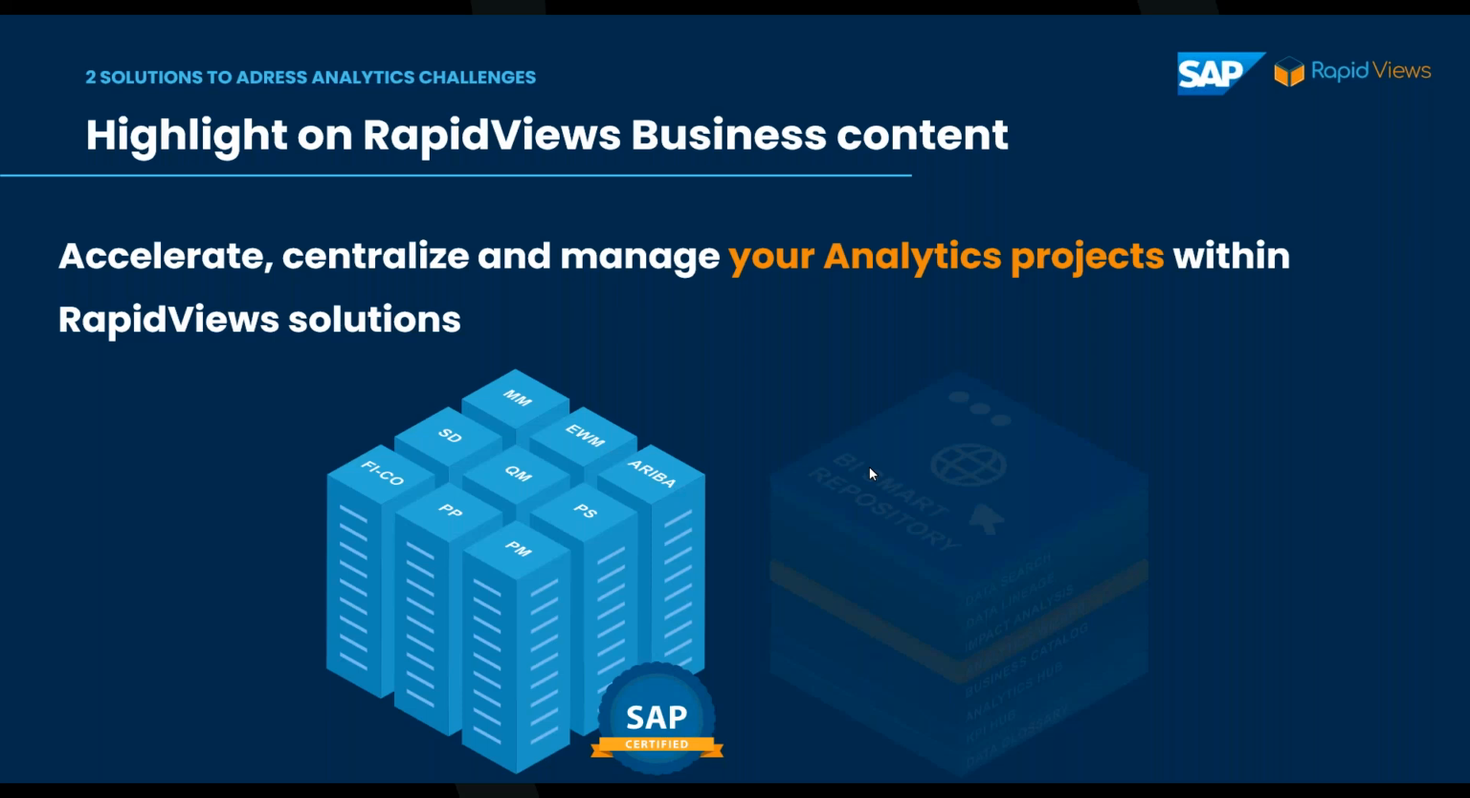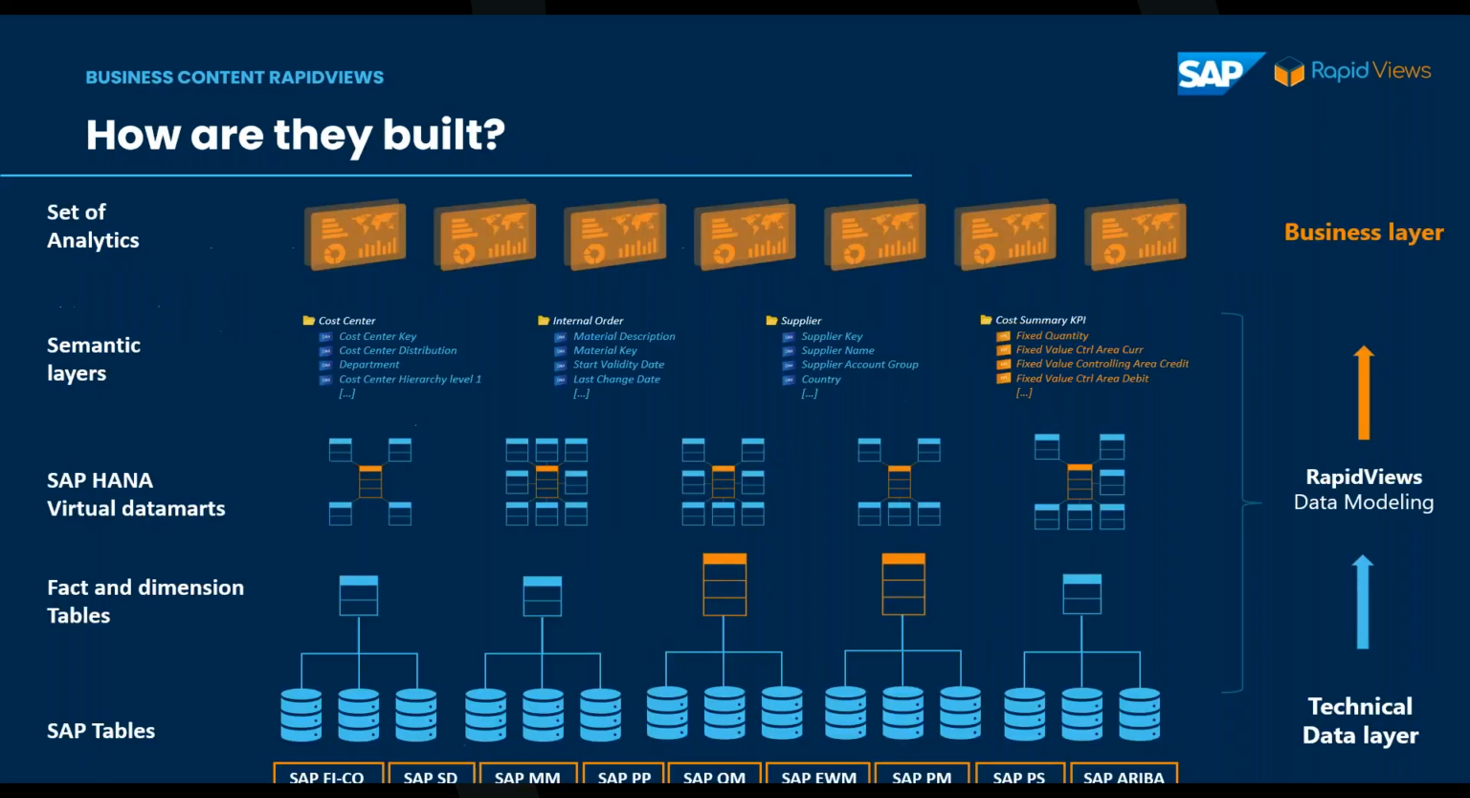Yes, we highlight the rapid views, because with rapid views we provide this business content. Exactly. It's what we started to do about 4 or 5 years ago. We have about 9 business content areas. We started from all the core SAP modules like FICO, SD, MM, PP, QM, EWM, PM, PS, and Ariba.